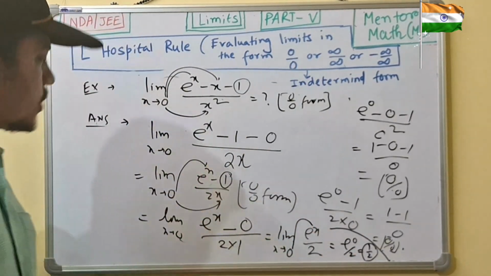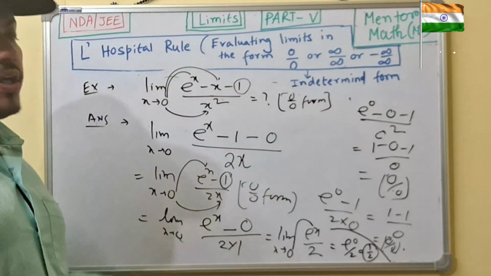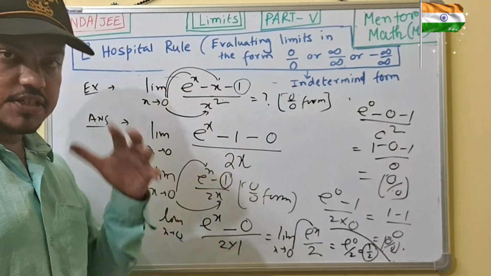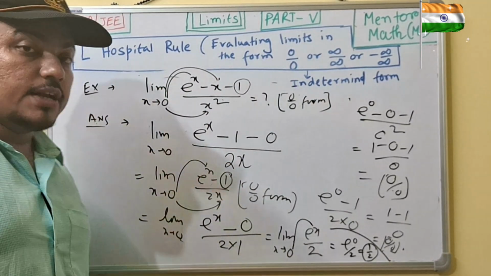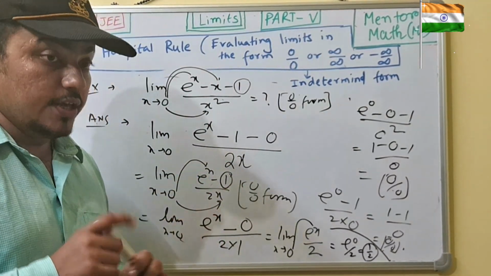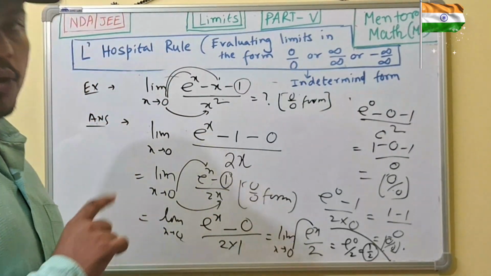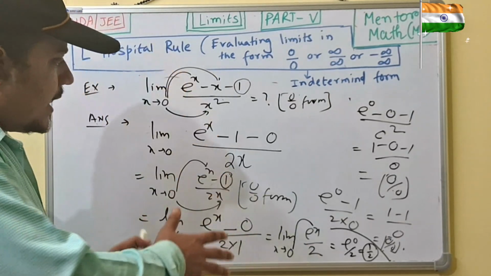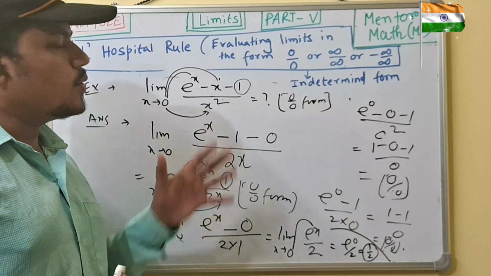In that way you can solve this type of problem using L'Hospital's rule, if you see that the conditions are satisfied. If the form satisfies these three conditions, then you can apply L'Hospital's rule. For that, you have to know the important derivative formulas, and then apply them, and you can easily find the limiting value of any quantity.